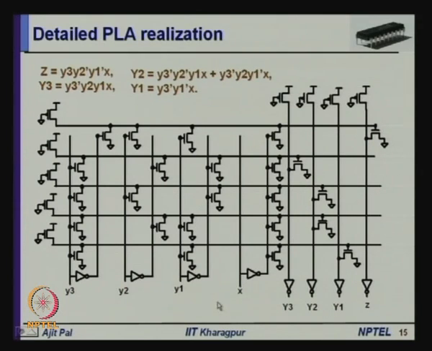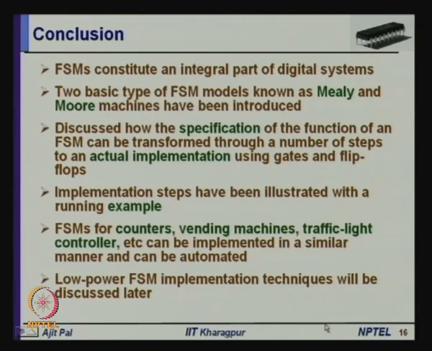So, with this we shall come to the end of today's lecture with these concluding remarks. First one is, finite state machines constitute an integral part of digital systems. As I have told, for any digital system you will require data path and control path, and control path can be realized using finite state machines. So, they will form an integral part of the digital system.